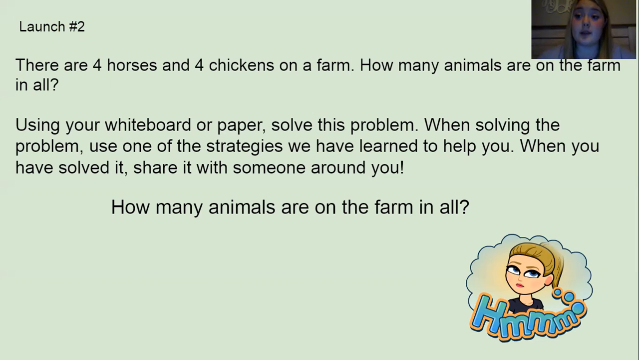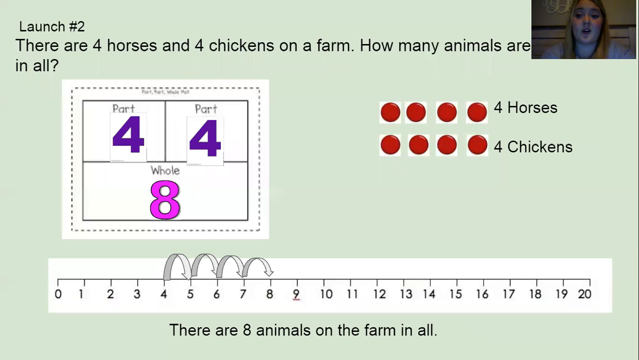If you need more time to solve this problem, you can go ahead and pause the video and then play it when you're ready to see the answer. Okay, just like before, I have shown you 3 different strategies of how you could have solved this problem. I'm going to read the launch to you one more time. There are 4 horses and 4 chickens on a farm. How many animals are on the farm in all?